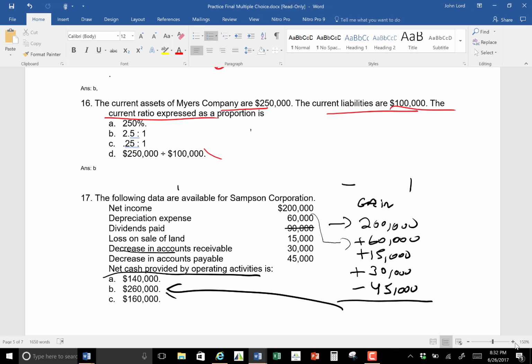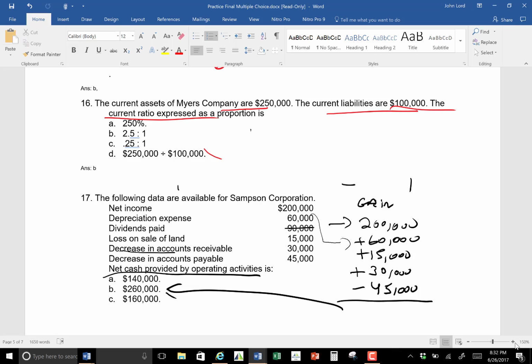Okay. How about dividends paid? Is that going to be part of my cash provided by operations? That's down in the financing section. That's when I issue stock, and then later on I have to pay dividends on it, right? So I struck that one out.